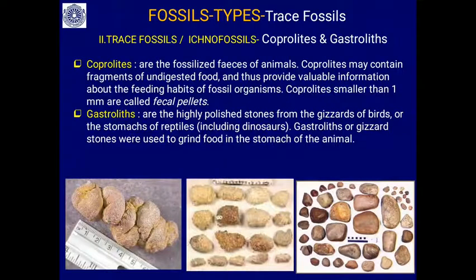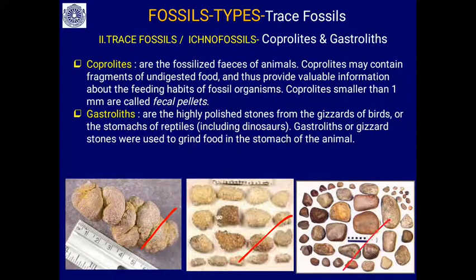Then the coprolites and gastroliths. Coprolites are the fossilized feces of animals. Coprolites may contain fragments of undigested food and provide valuable information about the feeding habits of the fossil organisms and the size of the organisms. You will find whether it is in the form of fecal pellets. So, this is the fecal pellets of the dinosaur, fecal pellets of the fishes.